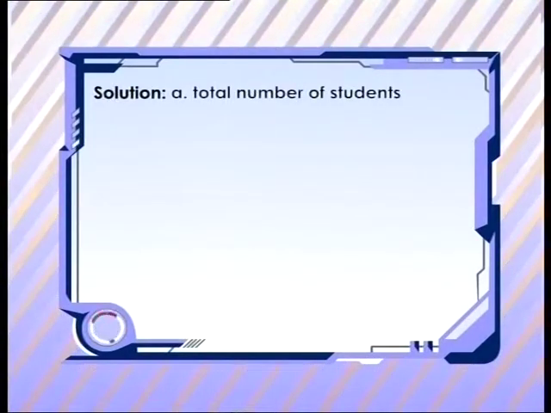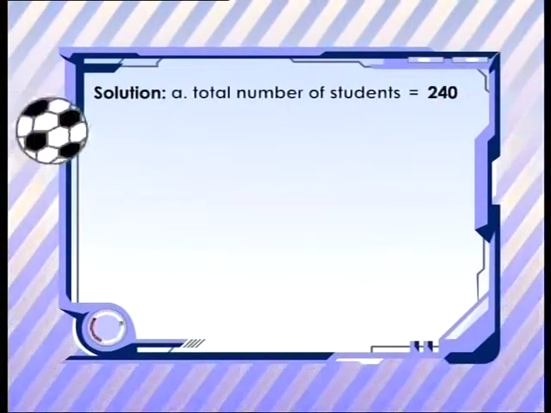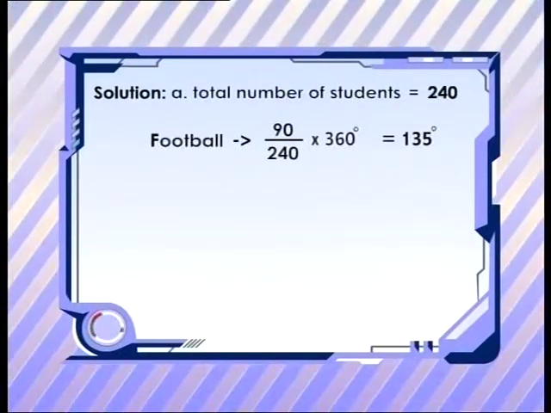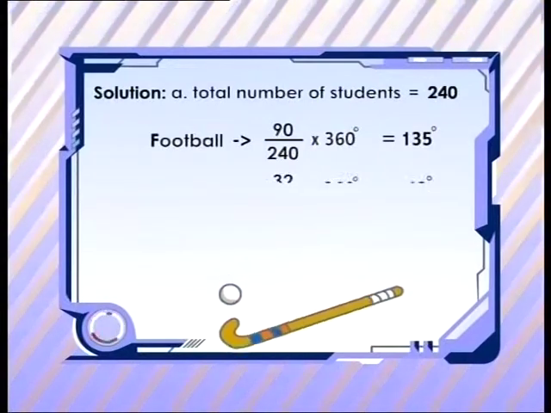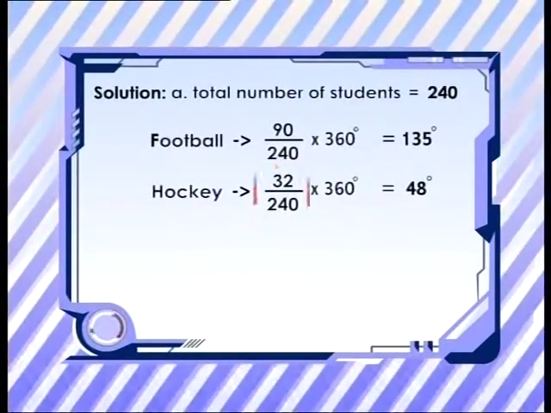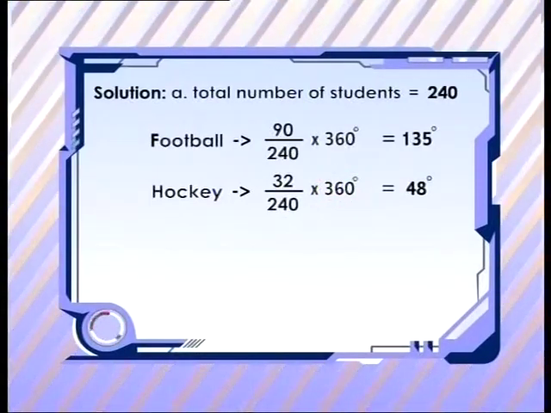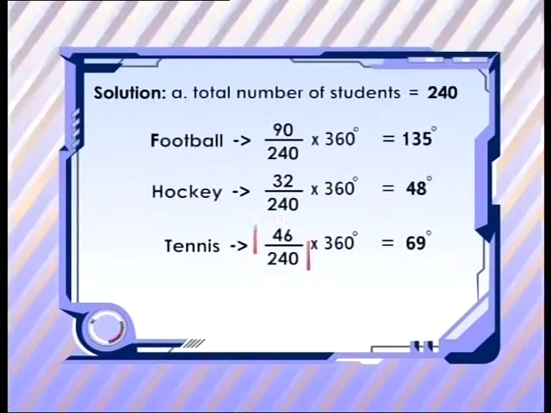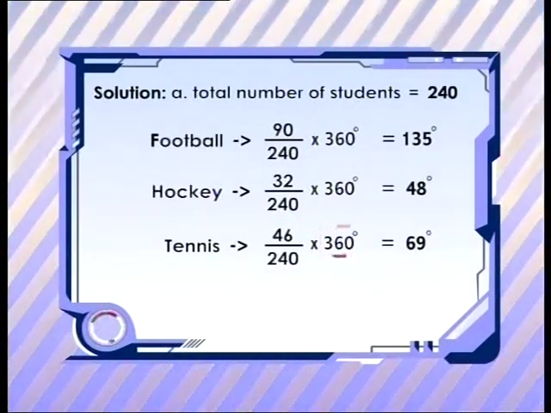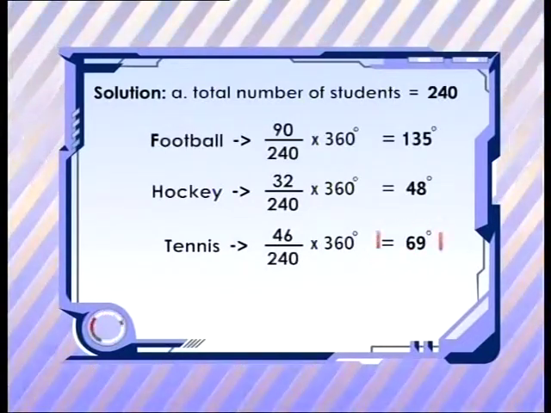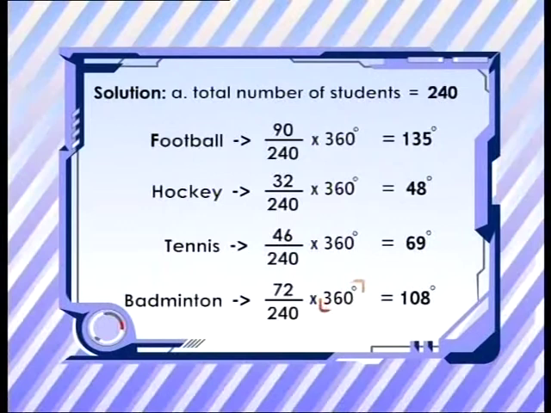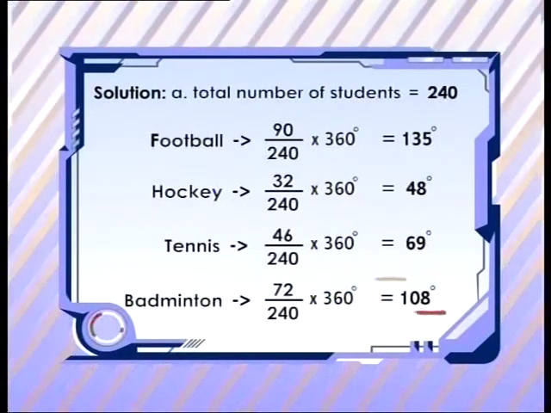Solution. A. Total number of students equals 240. Football. 90 divided by 240 times 360 degrees equals 135 degrees. Hockey. 32 divided by 240 times 360 degrees equals 48 degrees. Tennis. 46 divided by 240 times 360 degrees equals 69 degrees. Badminton. 72 divided by 240 times 360 degrees equals 108 degrees.